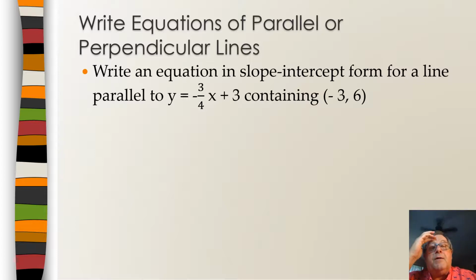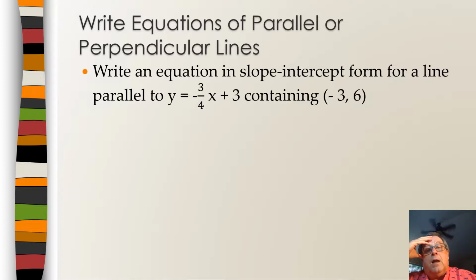Now let's see what we have here. Write an equation in slope-intercept form for a line parallel to y equals -3/4 x plus 3 that contains the point -3, 6. In other words, x is -3, y is 6. All right, so what have we got?